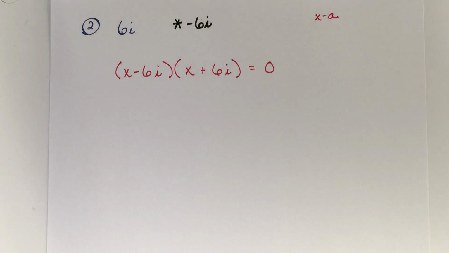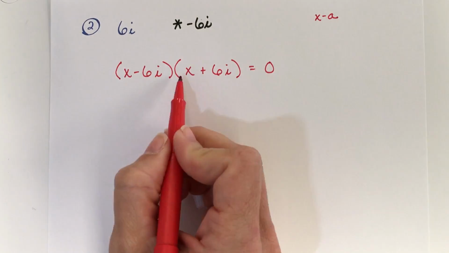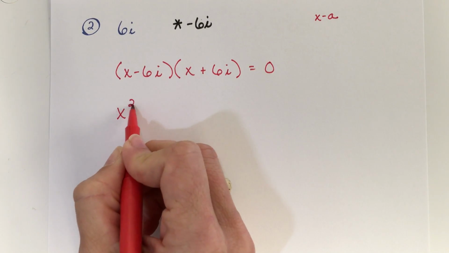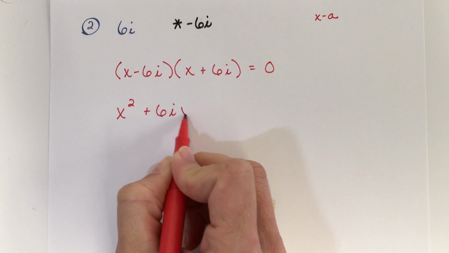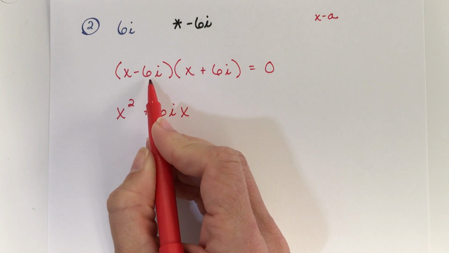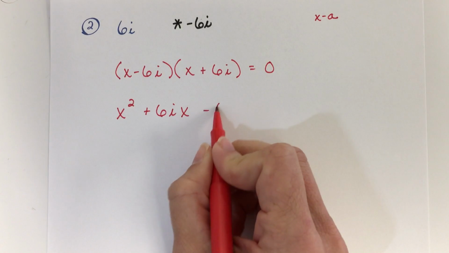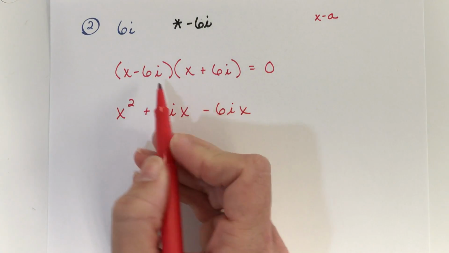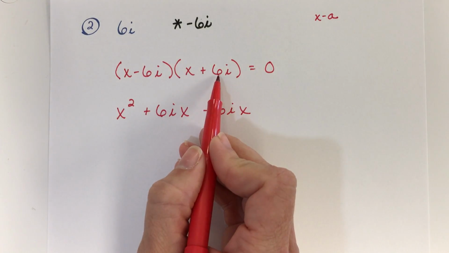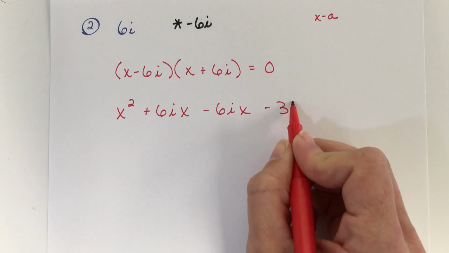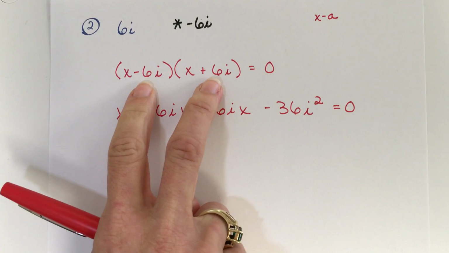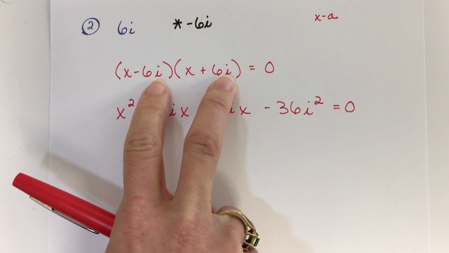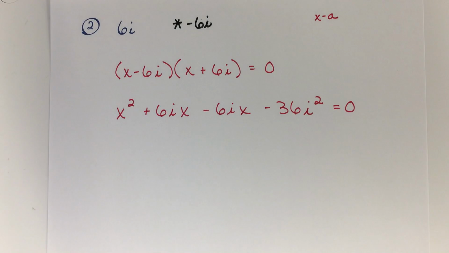Okay, so now let's FOIL these two out. So x times x is x squared. x times 6i, so that would be plus 6ix. Negative 6i times x. Now, negative 6i times a positive 6i is negative 36i squared. And multiply the numbers, which is the negative 36. The i times the i is the i squared.